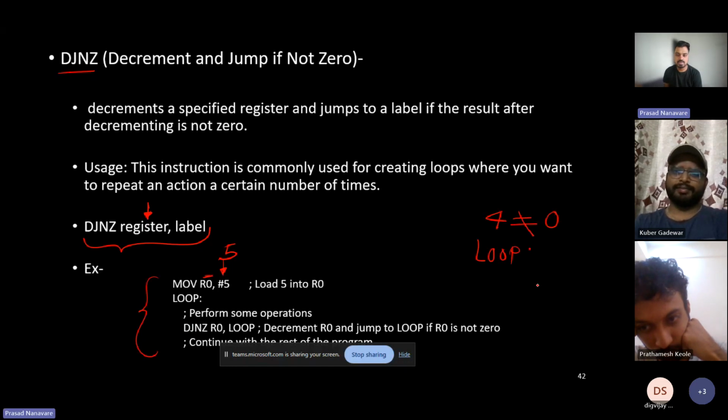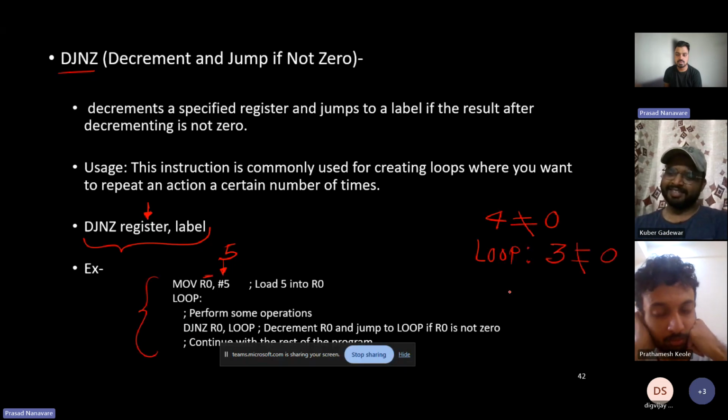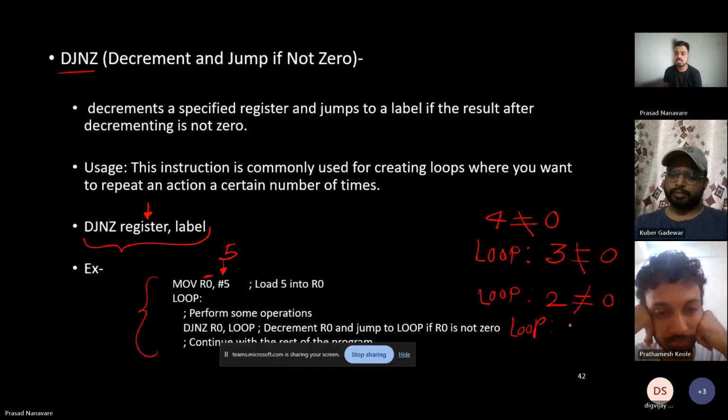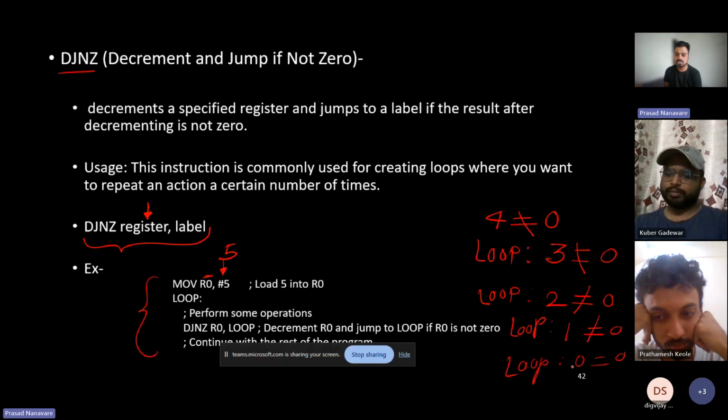What does loop say? Loop is again decrementing R0. Now it will be 3. Is it equal to 0? No. Then it will again go to loop. It will become 2. Is it equal to 0? No. Again loop. Is it equal to 0? No. Again loop. Now it will become 0. Is it equal to 0? Yes. Condition satisfied. Then it will come out of this and continue the regular execution. This is how DJNZ works.